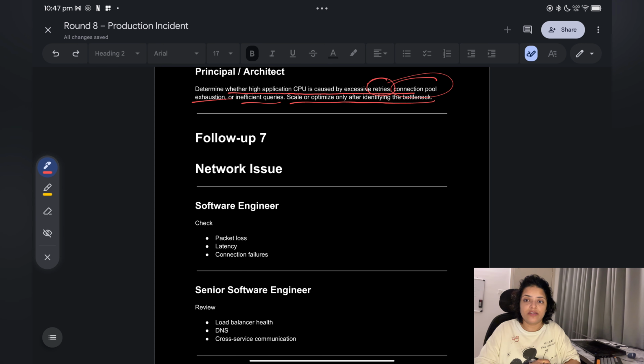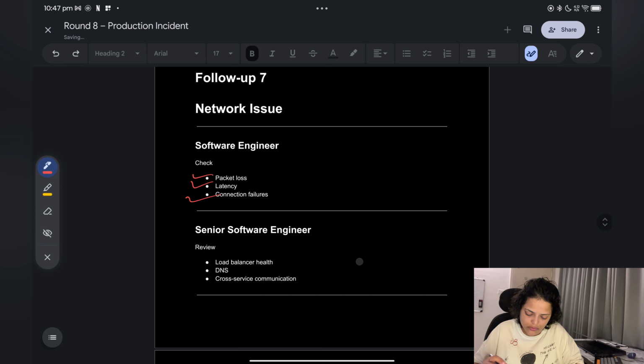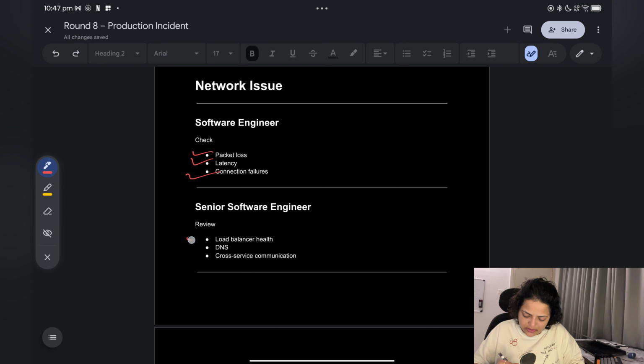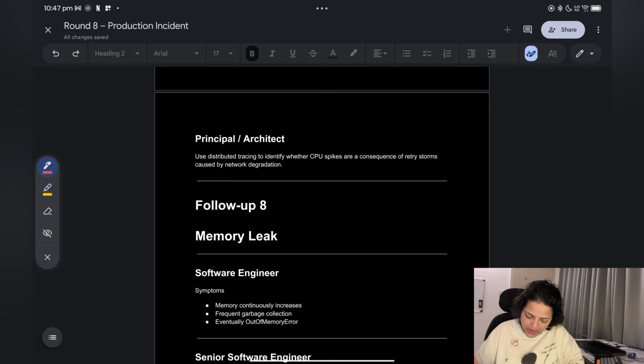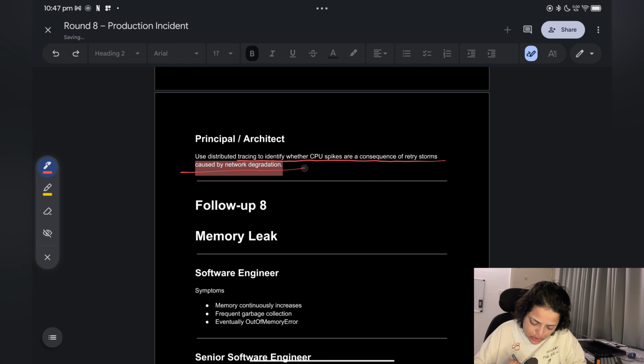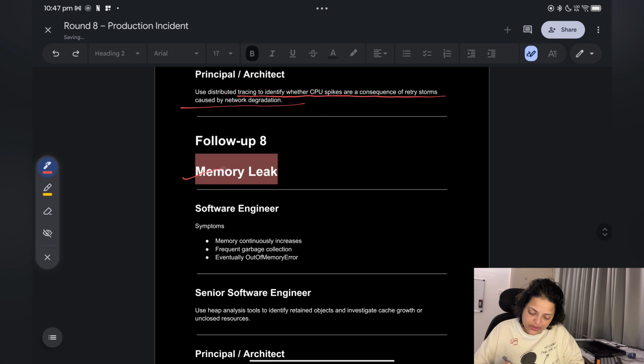Okay, follow-up question 7 is related to network issues. The software engineer will check packet loss, latency, and connection failures. Related to the network, the software engineer will review load balancer health, DNS, and cross-service communication. After that, the principal architect will use distributed tracing to identify whether CPU spikes are consequences of a retry storm caused by network degradation.